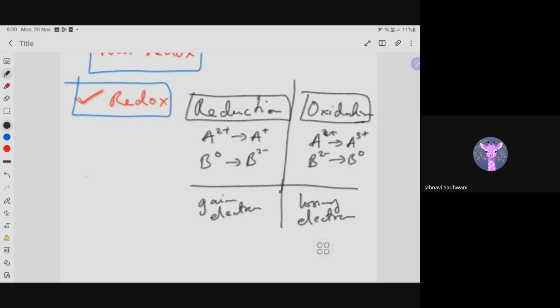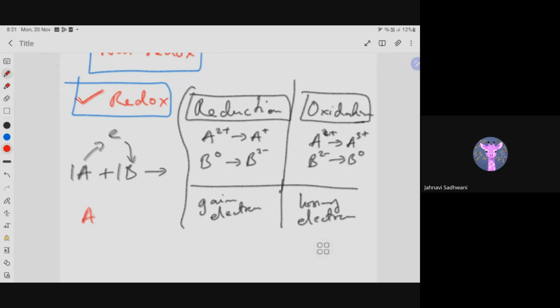Yes, sir. So in a redox reaction, what is happening? If A is reacting with B to give something, one is, say, losing electrons, then the other is gaining those electrons. If A was able to lose one electron and B was able to gain one electron, then their balancing will always be one and one, right?